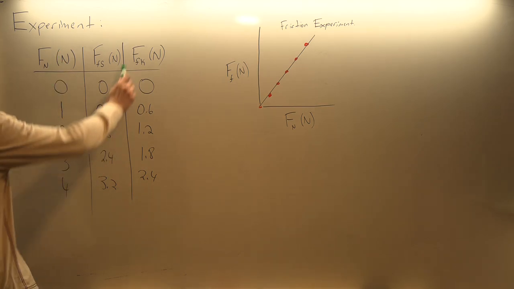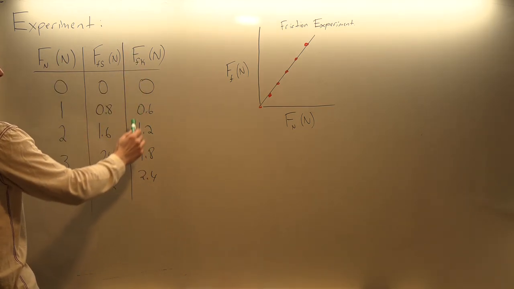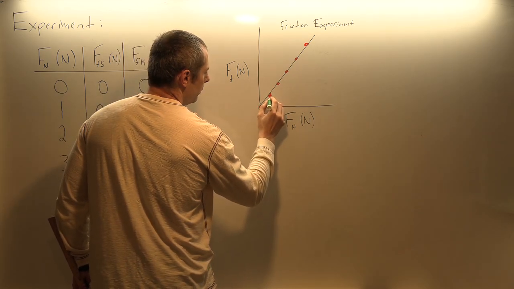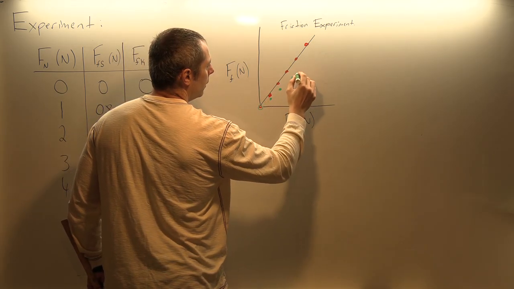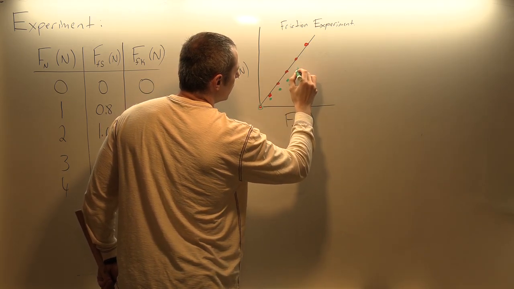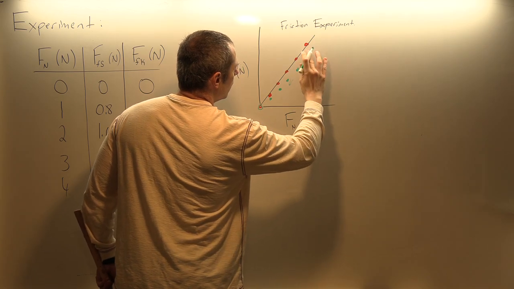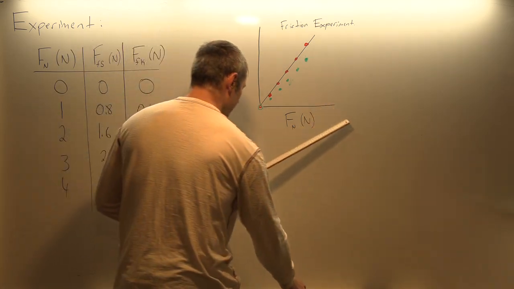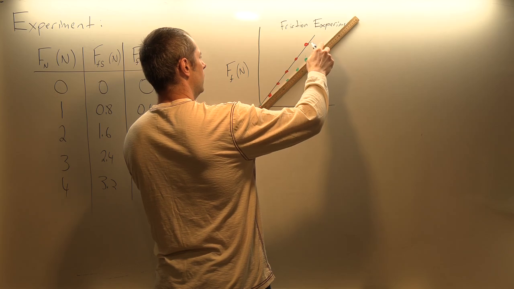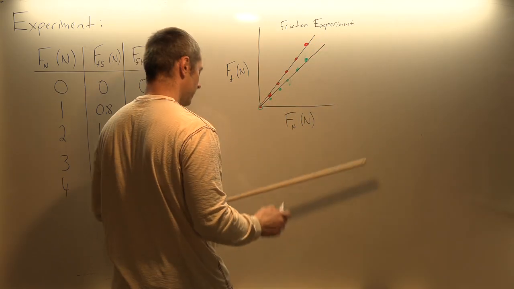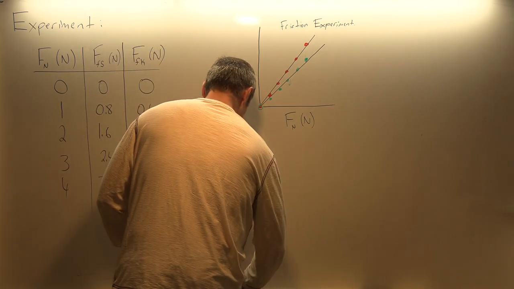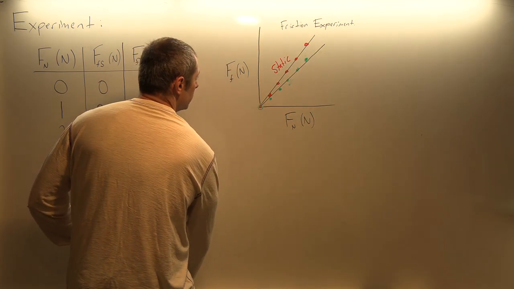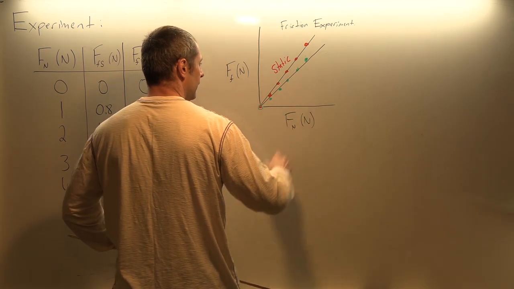Now I'm going to plot this and this data. So this, plot those points, and notice the second set of points, they also begin at 0, 0, but they're always a little bit lower. But there's still a linear pattern. I could draw a best fit line through these points. So this would be the static data. And this would be the kinetic data.